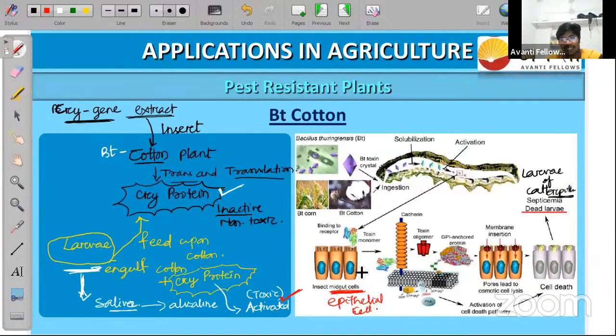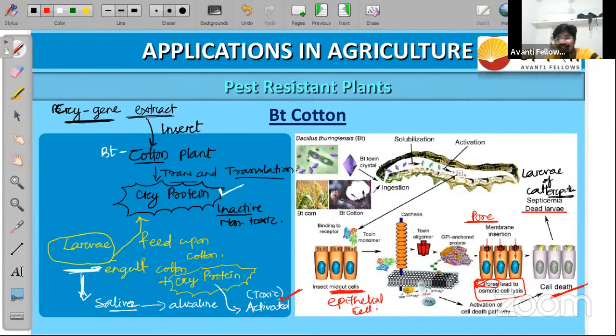Now what will happen? After binding, it will start perforation. It will form small pores in the epithelial cells of the midgut of the insect. Now this pore formation leads to the destruction of the larva, and the larva automatically dies.